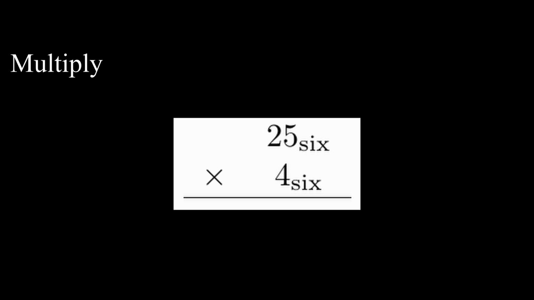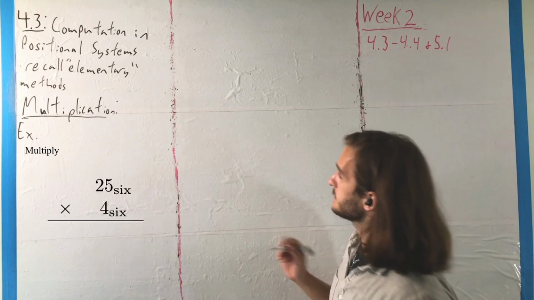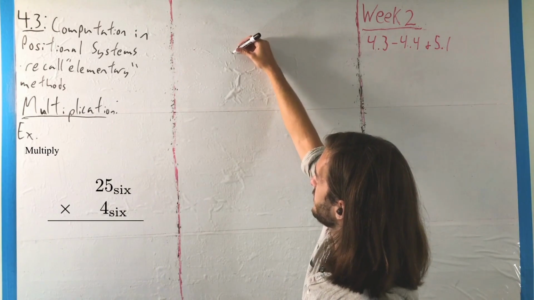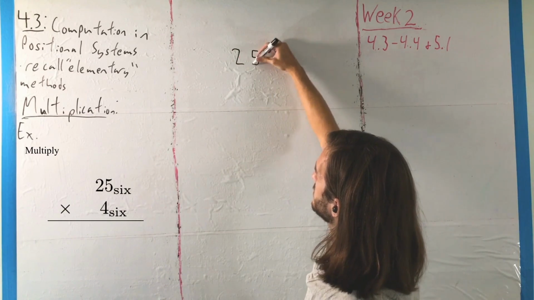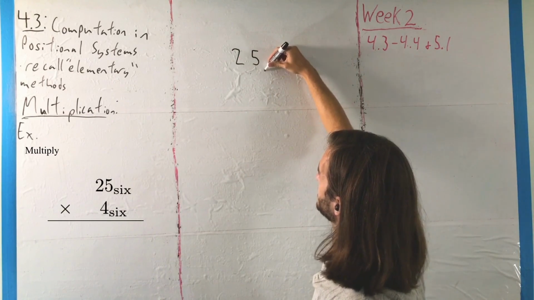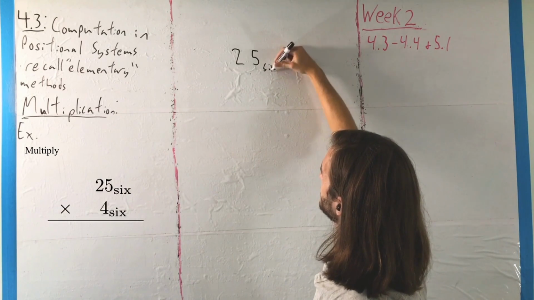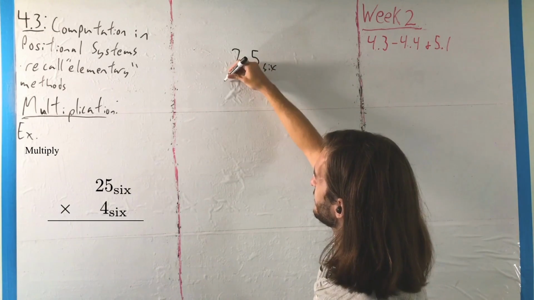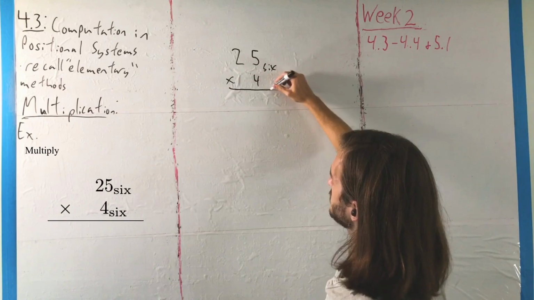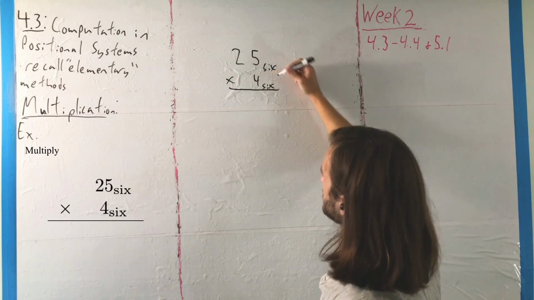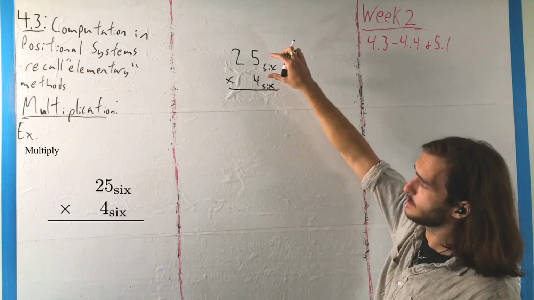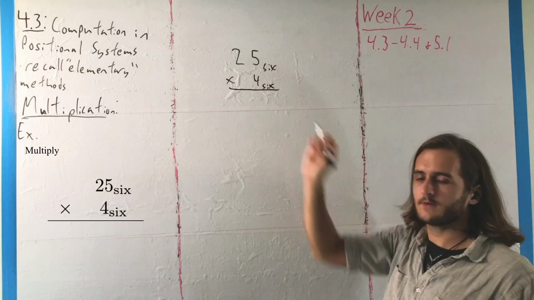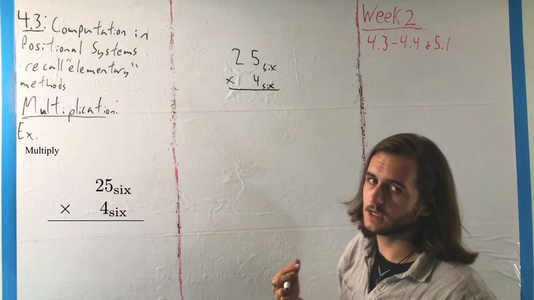For our next example, we want to multiply 25 base 6 times 4 base 6. Okay, so dealing with something like this, I'm going to try and write it a little bit bigger this time because I've got smaller numbers. And what we're going to have to do here is start with the small digit, but we have to be careful about what 5 times 4 is in base 6.